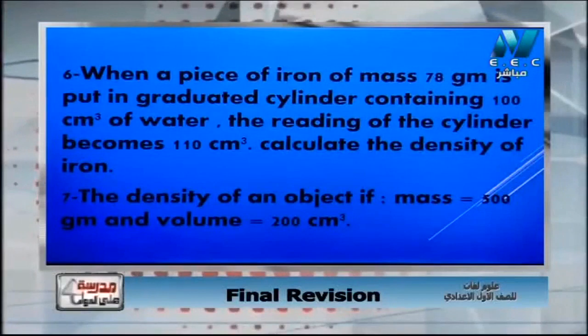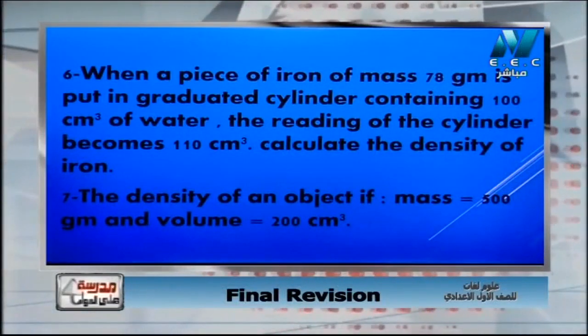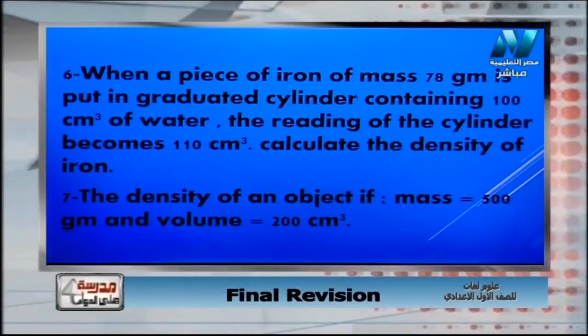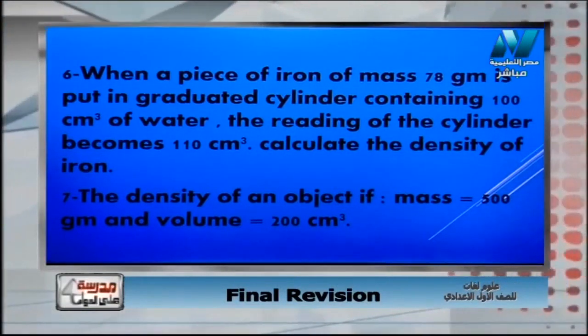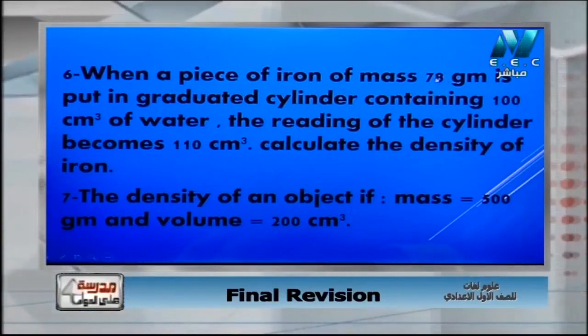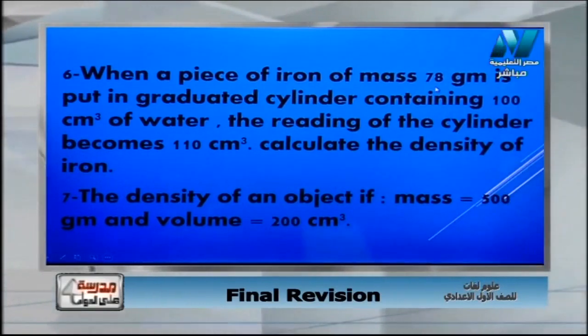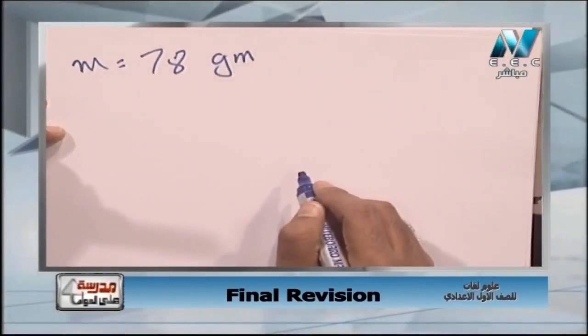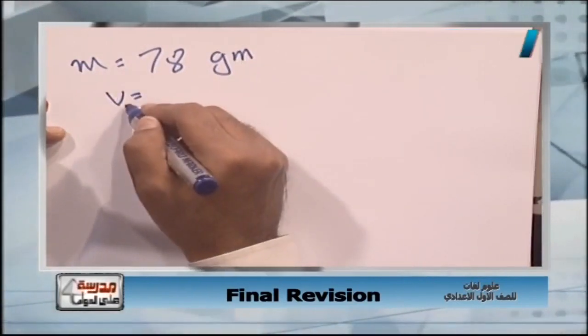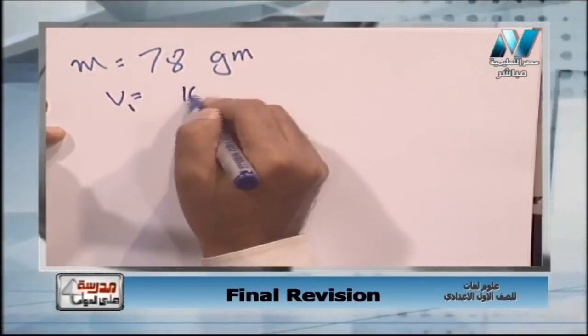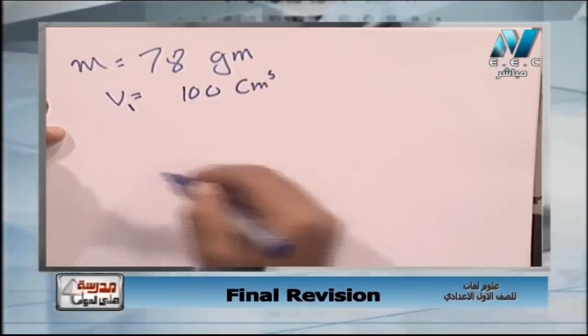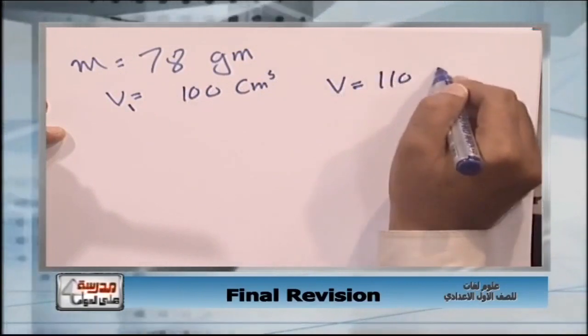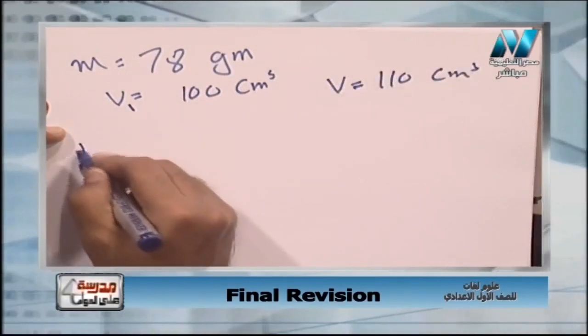Another one, number 6. When a piece of iron of mass 78 gram is put in a graduated cylinder containing 100 cubic centimeter of water, the reading of the cylinder becomes 110 cubic centimeter. Calculate the density of iron. Notice, my dear student, first he gave me the mass of iron, 78 gram. And he gave me the volume of water only, V1, 100 cubic centimeter. After putting the iron, volume increased to 110 cubic centimeter. He asks me to find density.